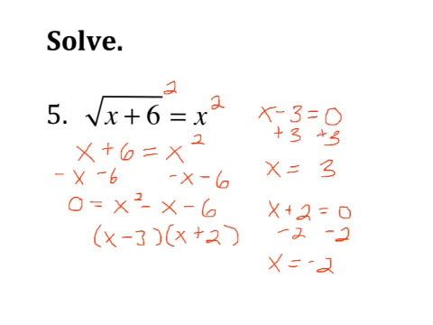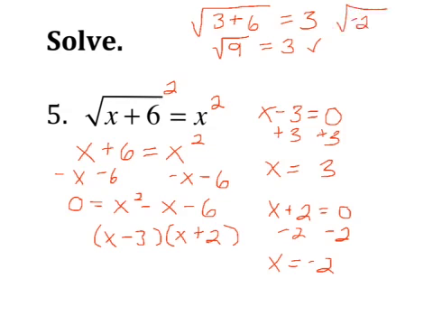So if I take 3 and plug it back in, I'm going to have the square root of 3 plus 6 equals 3, and we get the square root of 9 equals 3, and that checks out. If I plug in a -2, I have the square root of -2 plus 6 equals -2. And we get the square root of 4 equals -2.